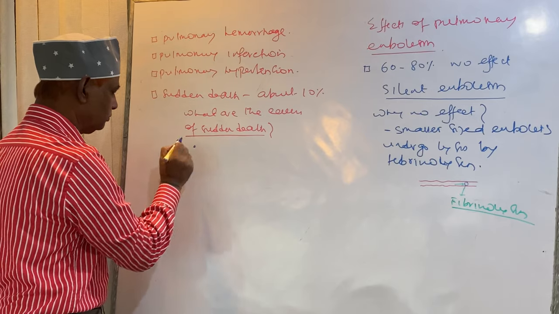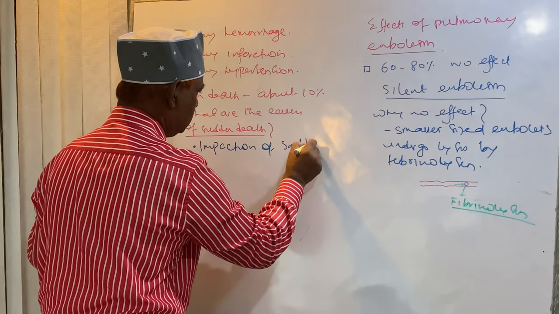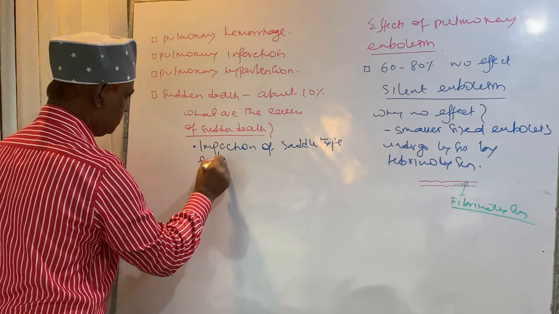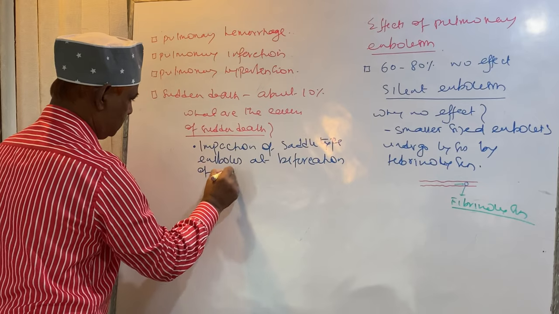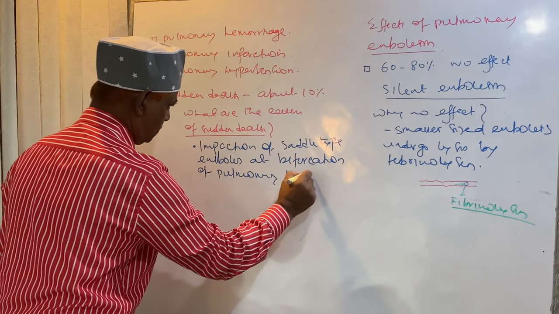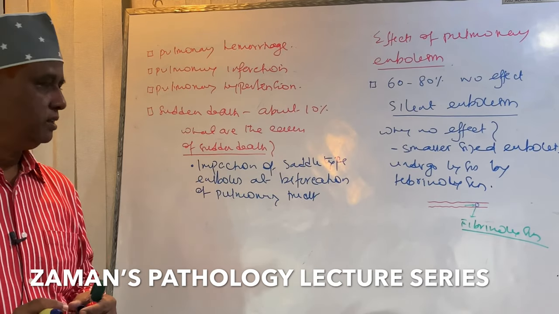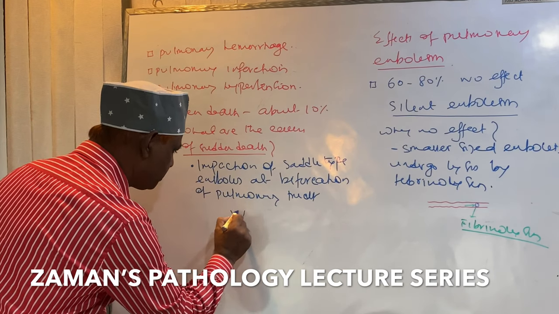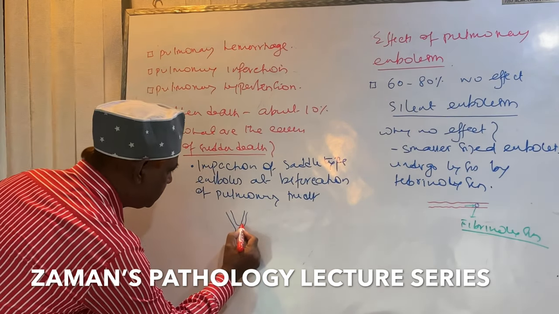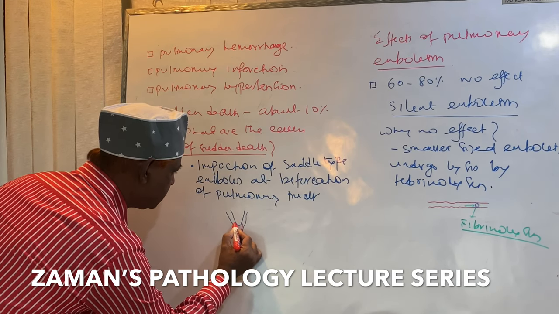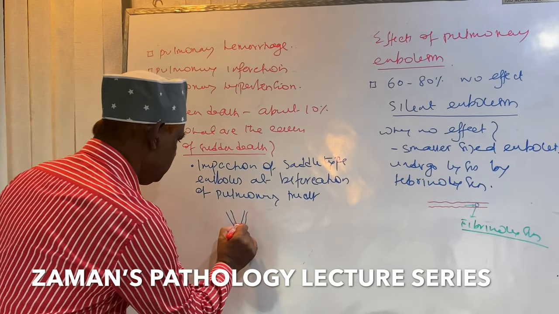One is impaction of saddle type embolus at bifurcation of pulmonary trunk. Suppose this is the bifurcation of pulmonary trunk. If a saddle type thrombus, that is the saddle type embolus, is impacted here, there will be sudden death. This is the bifurcation of pulmonary trunk.